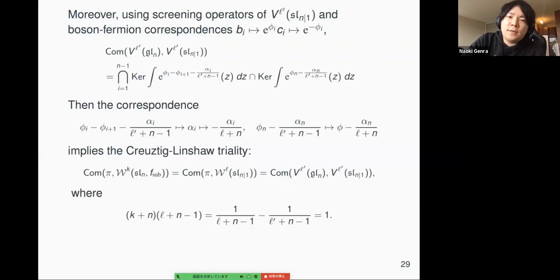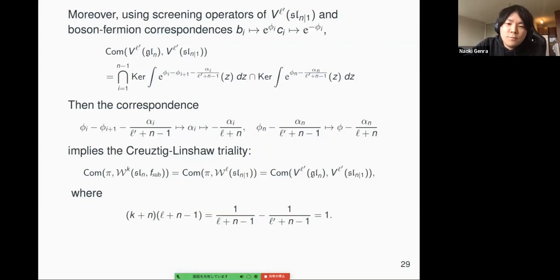And moreover, if you assume the existence of a screening operator of the affine superalgebra of SLN1, you can get this affine superalgebra embedded in some beta-gamma tensor BC system tensor Heisenberg. Now we take pi to be e to the phi i and ci to be e to the minus phi i. We can compute the commutant of the even part, affine GLN, inside the super affine SLN1. And using the same technique by Arakawa, critical level coset, you can get this coset identified with the kernel of the screening operator in this way.